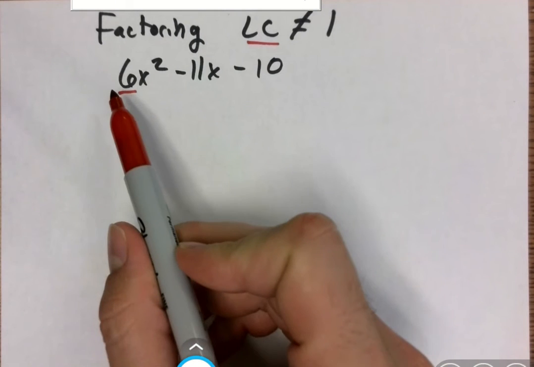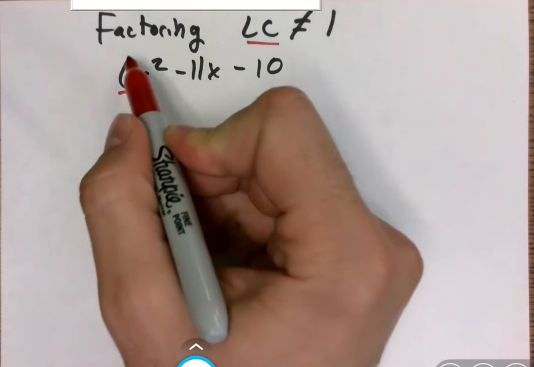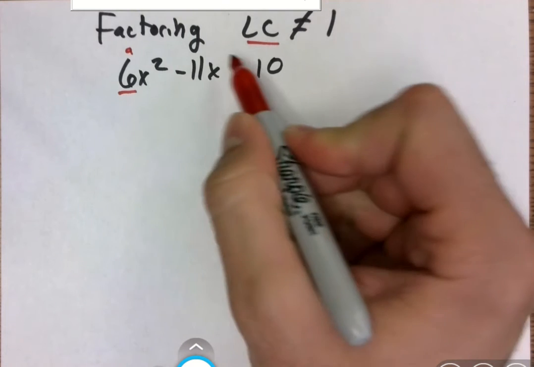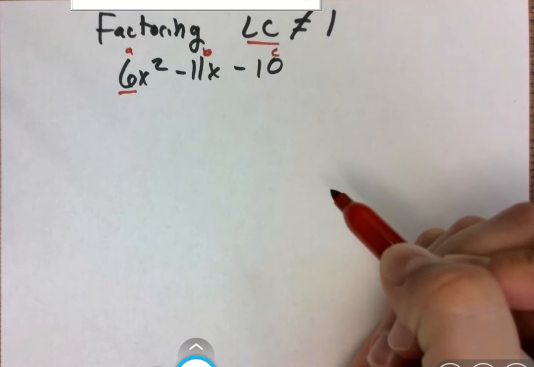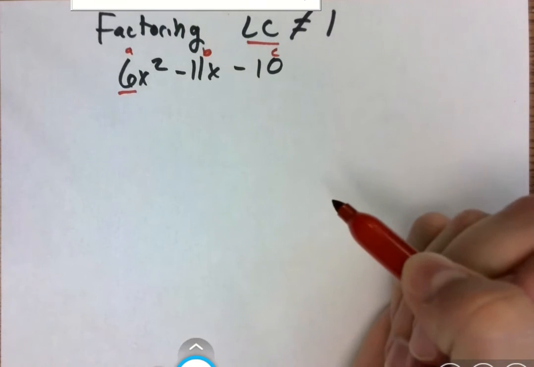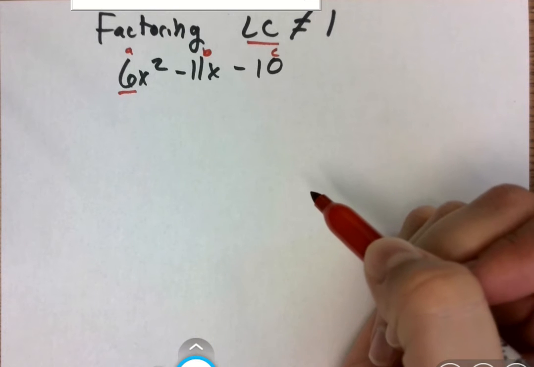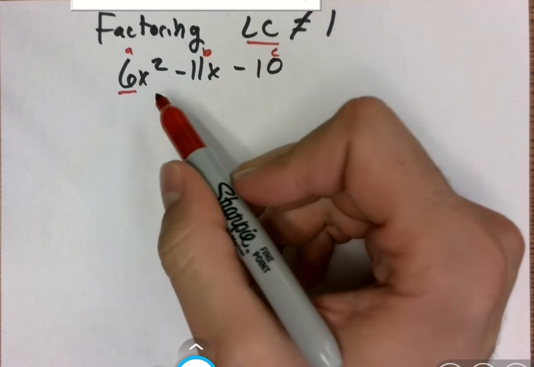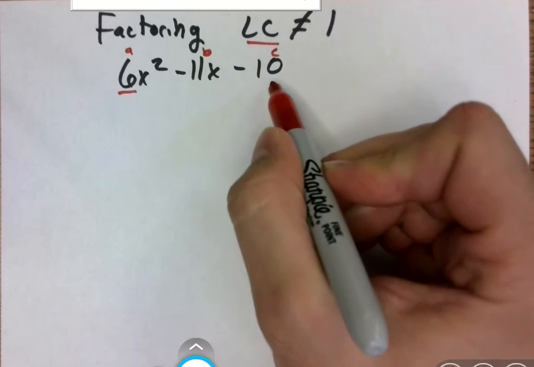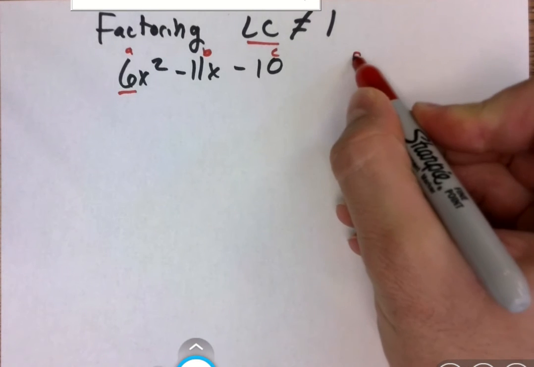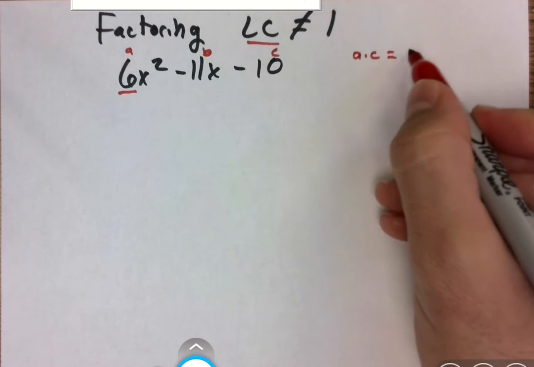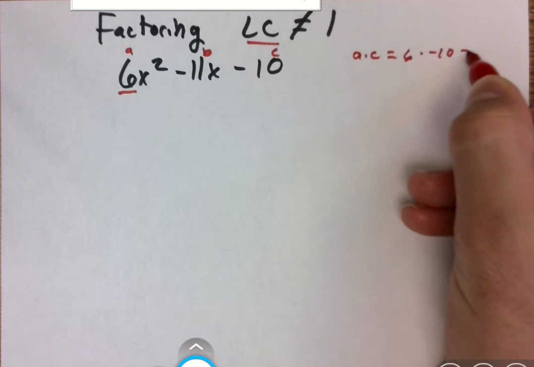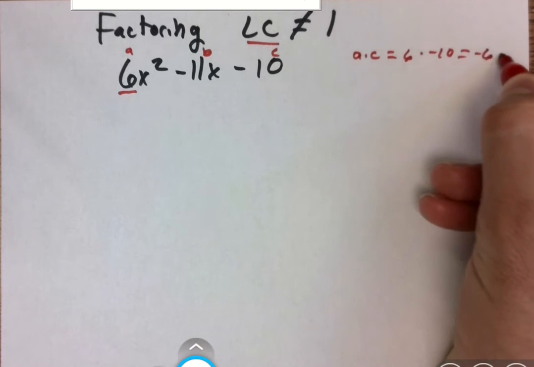So the first thing I'm going to do, if you remember, this is my A value, this is my B value, and this is my C value. So when we talk about a quadratic, that's generally how we look at that. And when I'm going to factor it, the first thing I'm going to do is multiply A times C. So A times C is 6 times negative 10, which is negative 60.